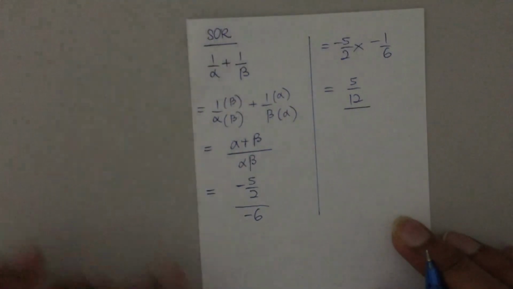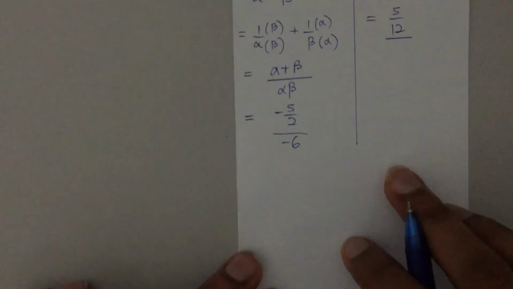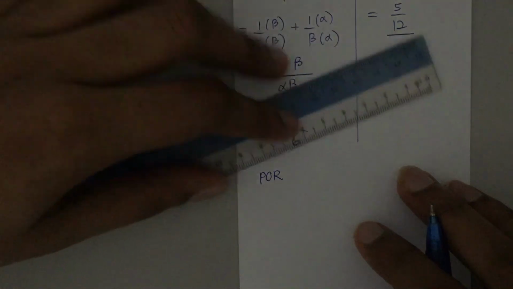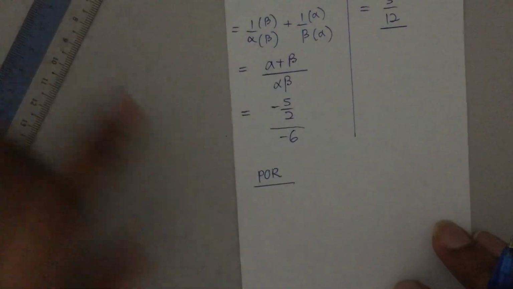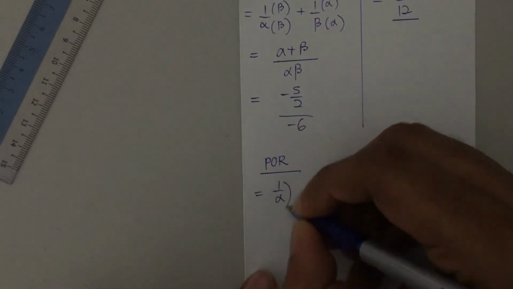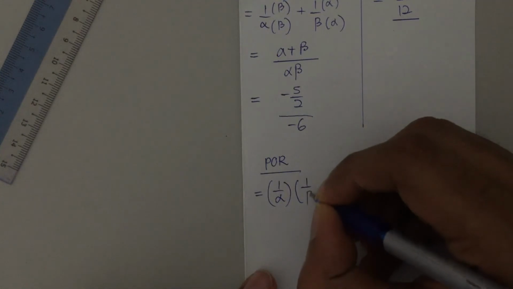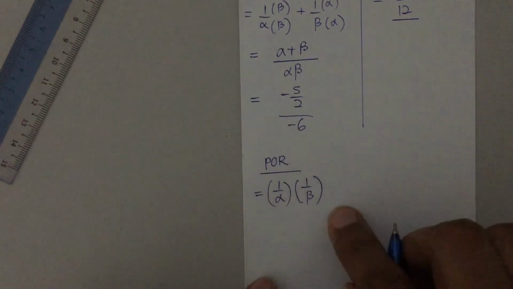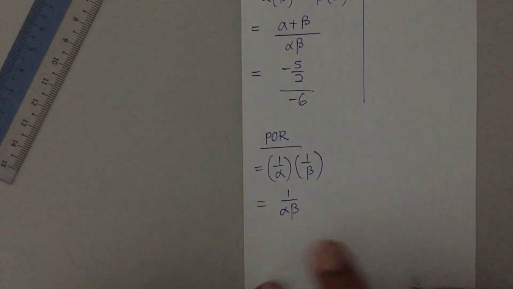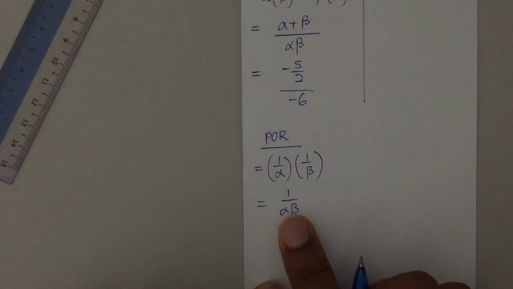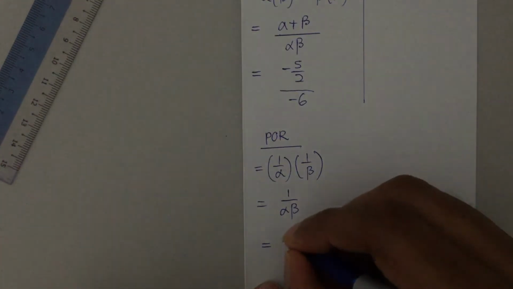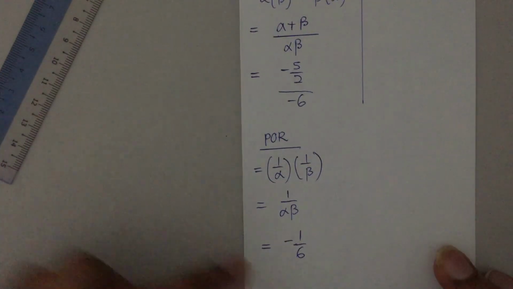You do it step by step, guys. We are already done with the SOR. Let us proceed with the POR. For POR, it will be slightly easier for us. The product of roots for the new roots will be 1 over alpha times 1 over beta. So from here you multiply them together and you get 1 over alpha beta. Alpha beta, we know that it is negative 6. So you just substitute the negative 6 over here, and you get your product of roots as negative 1 over 6.